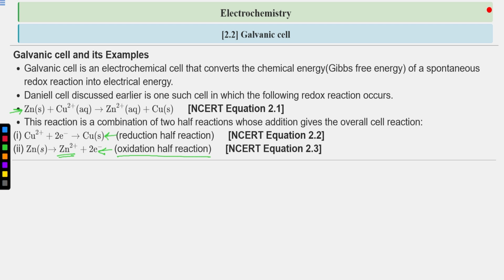This is the reduction half reaction. The oxidation half reaction here is NCERT equation 2.3, and when you combine these two half reactions, you get the overall cell reaction, which is NCERT equation 2.1.